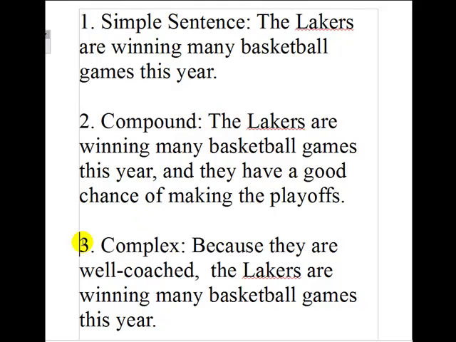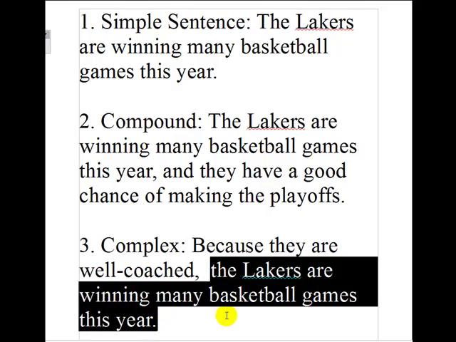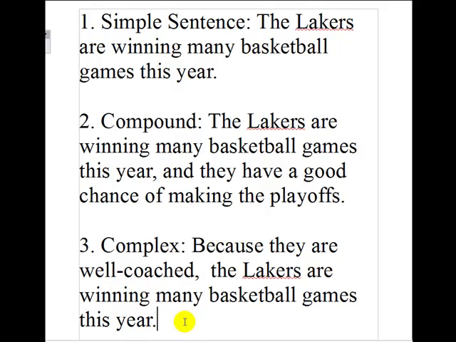The third one, you have unequal ideas. You have one idea, maybe in this case, because they're well coached, which is what we consider a support idea, and the main idea is the Lakers are winning many basketball games. So if you have a support idea and a main idea, the complex sentence is going to work pretty well. Generally, readers actually read very fast when they're reading the complex type sentence.